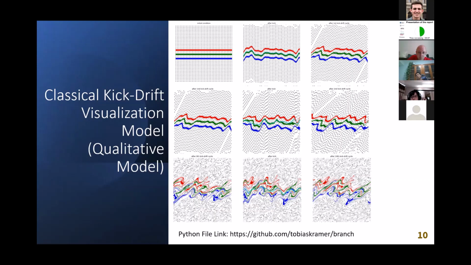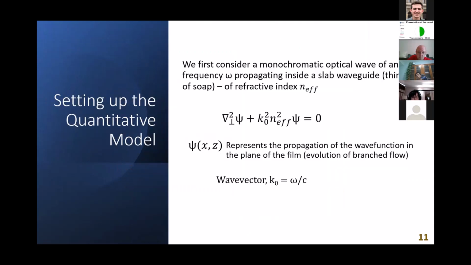But obviously we want to go deeper into this and look into a much more quantitative model. And first, we want to start this by a mathematical consideration of your monochromatic optical wave, with angular frequency, that propagates through this slab waveguide of your soap film. And as you can see, we want to look at the wave function of this, which is at the core of the branching pattern that is happening here.